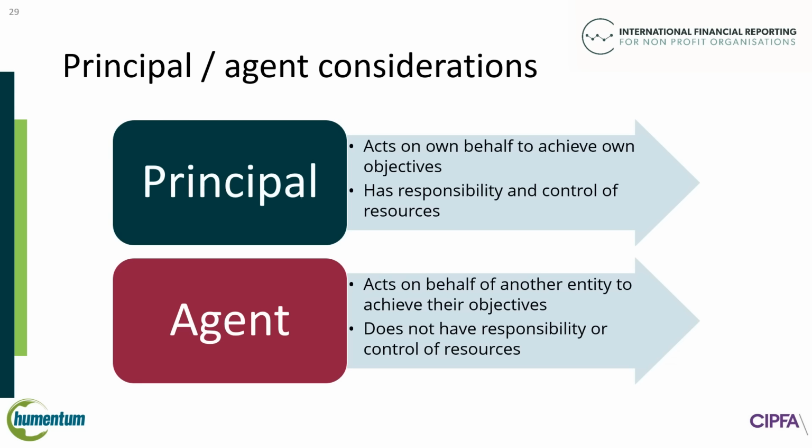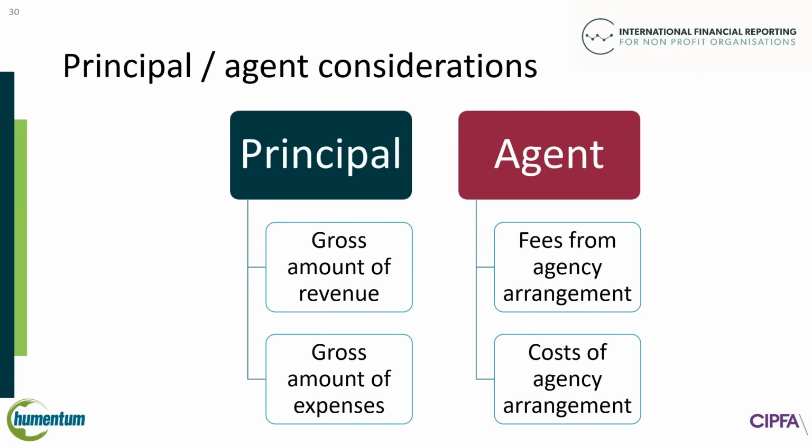To determine whether an NPO is a principal or agent, the key factor is control of economic resources, and we use the same principles whether the NPO is receiving a grant or making one. Control of the economic resources can be determined by considering who has the ability to decide how the resources are deployed, who has risk of loss if anything happens to the resources being provided, and who gets the benefit from the resources that have been used.